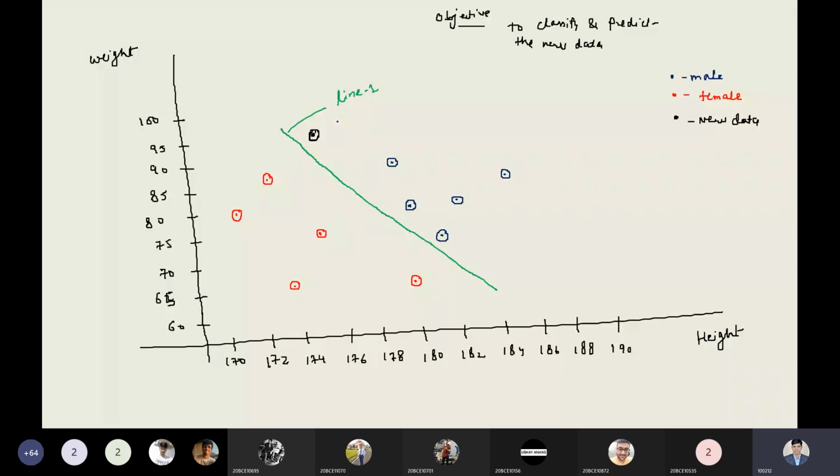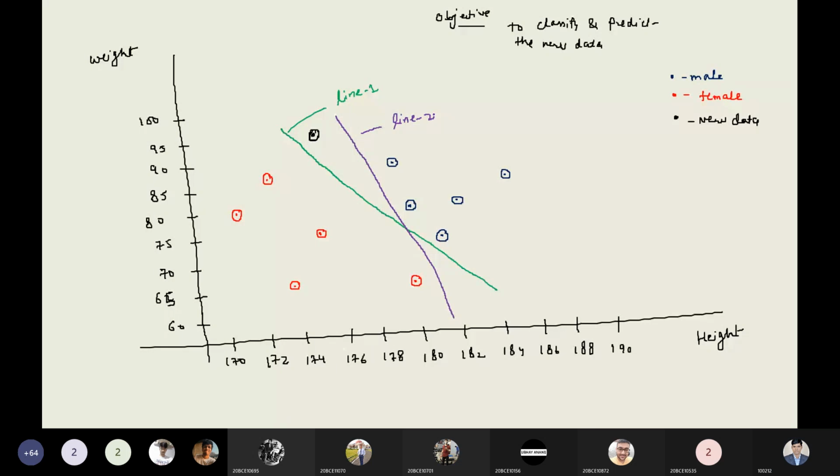Next, I'm plotting another line. I need to choose this line from this point. So now, from this line, we can say this is line 2. If this is line 2, then I can say my new input data will be the female category. Can I say?